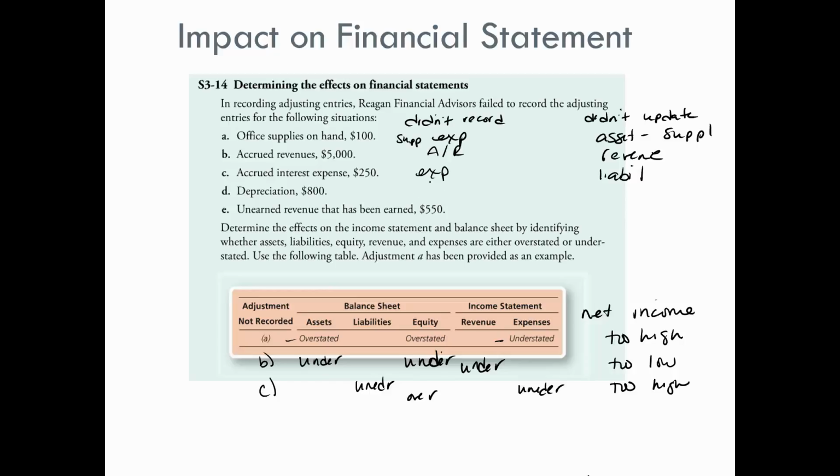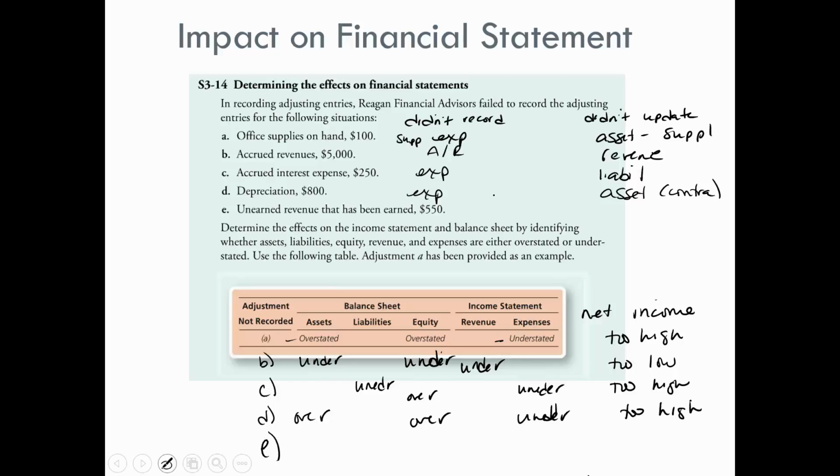Well, I might as well finish them, right? Depreciation, if I didn't do that, I didn't record the expense that took place, and the asset, or really the contra asset, wasn't updated. So the value of that asset has gone down, but I didn't record that. So my assets are overstated. My expense, I didn't record that, so my expenses are under. If my expenses are under, the net income is too high, which means the owner's equity is overstated. I gave him too much.